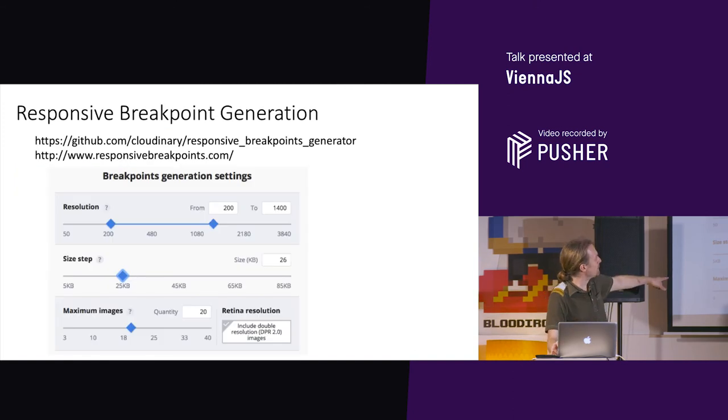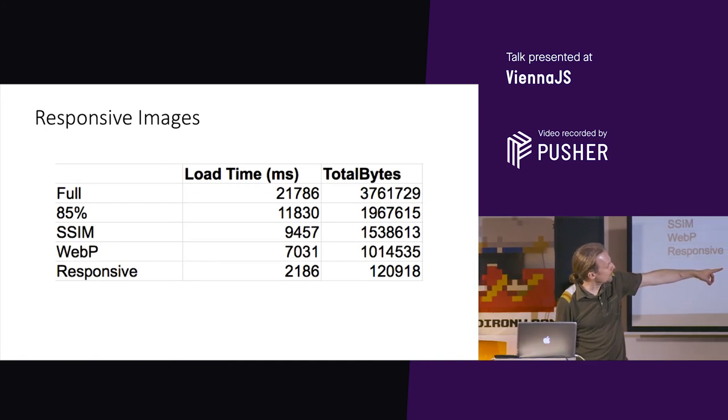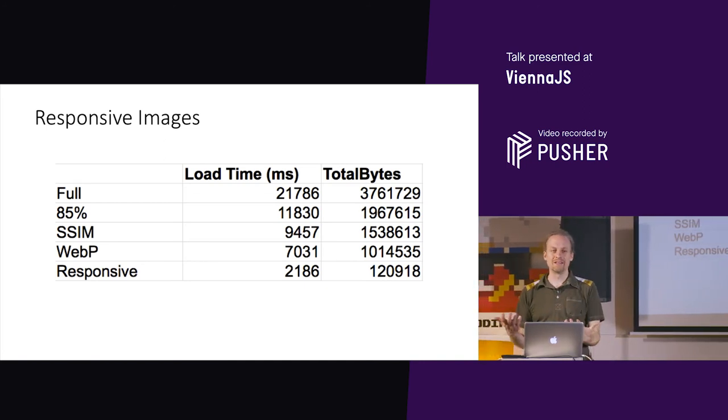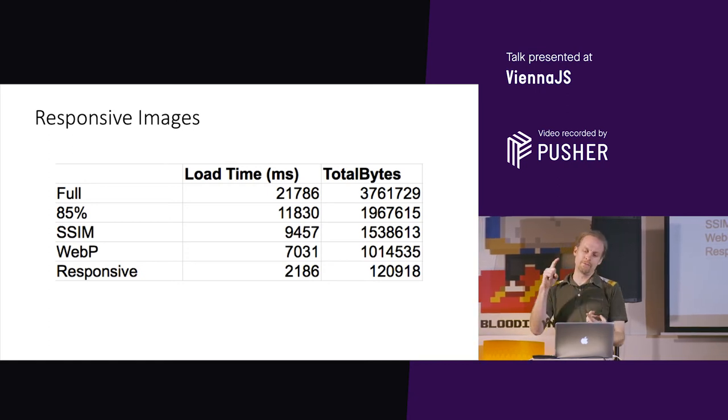I used Responsive Breakpoints Generator. It's a web page. They have a way you can automate this as well. It's up on GitHub. When I do that, now I'm serving the right size, width, and height to this mobile device. So it's only 121 kilobytes, and it only takes 2 seconds to get delivered to the mobile phone. So by optimizing the format, the size, and the quality, I've taken it from almost 22 seconds down to just over 2 seconds for that image to load.